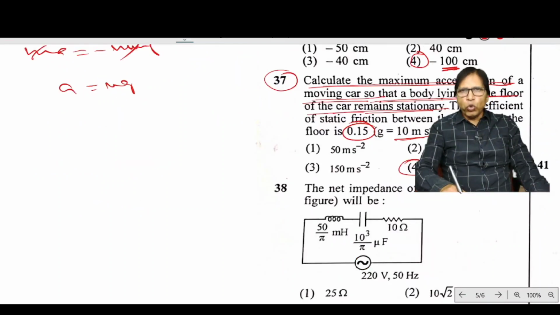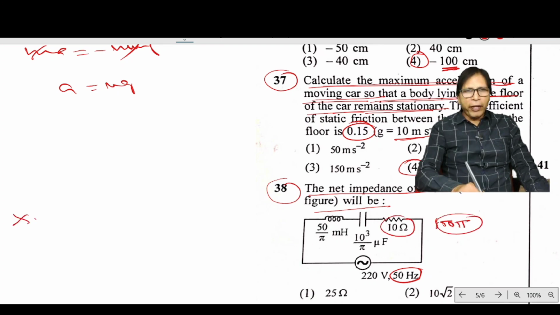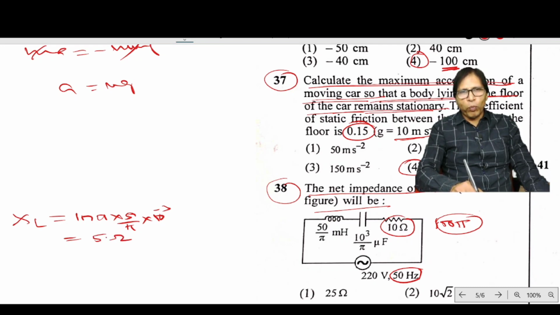Okay. Now question number 38. The net impedance of the circuit as shown in the figure. Look at this. Here the frequency is 50 hertz. So the angular frequency is 100 pi radian per second. Now XL is omega L. Omega is 100 pi, and L is 50 by pi millihenry, which is 10 to the power minus 3. So this is 5 ohm.